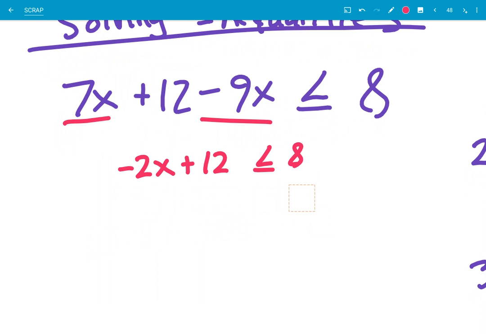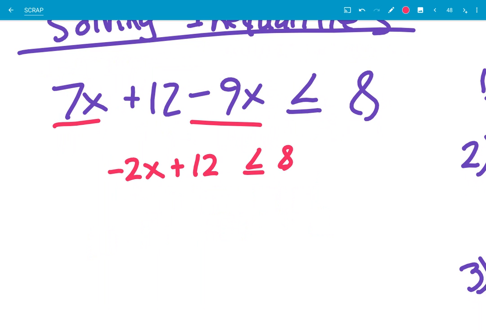So this is probably the step where I need to start moving my numbers to one side. I already have a number over here, so why not move this other number with it? To get rid of the 12, I do the inverse of minusing 12 from both sides. And I'll have negative 2x is less than or equal to negative 4.